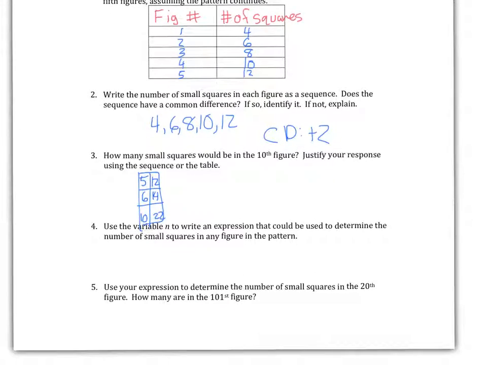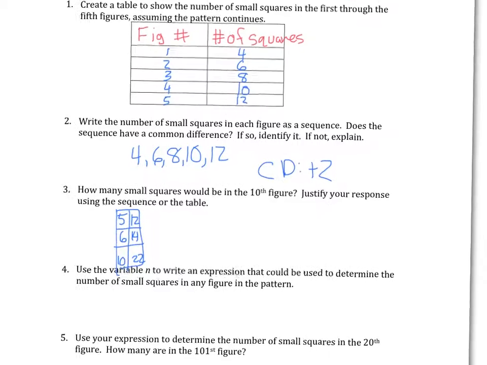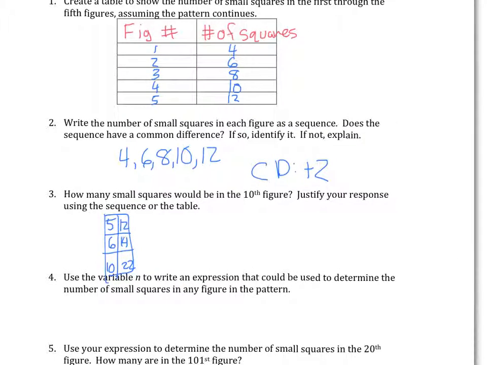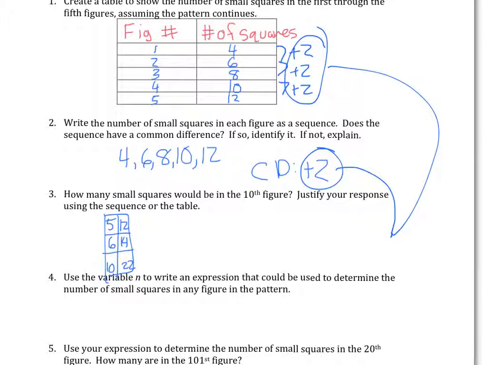Okay, so what we're going to do is use our table of data to write the expression. So I go to my table of data and I ask myself, how is my data changing each time? So each time the figure number goes up 1, how much does my number of squares go up by? 2, right? So my common difference here is plus 2, plus 2, plus 2. So I can either figure it out from my table of data or from writing out my sequence and finding my common difference that way. Either way, that number becomes your multiplier.